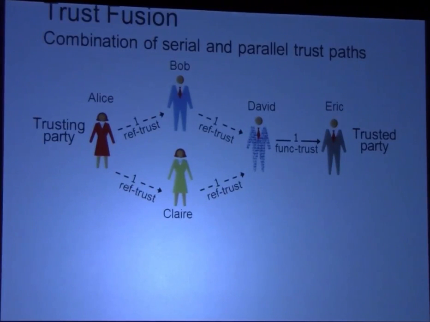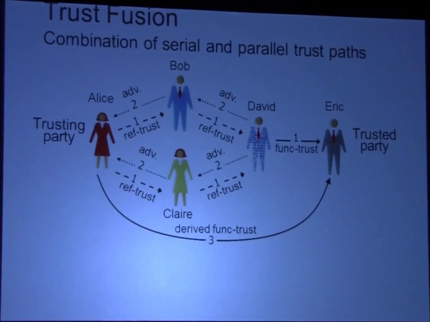And here comes fusion, trust fusion. So now let's say Alice asks Bob, and Bob says, actually I don't know a car mechanic, but my friend David, he knows a car mechanic. And Alice is not happy, so she asks Claire, do you know a car mechanic? And she says the same thing, well actually all I know is David. So if David and Bob give some advice to Alice, and also through the other path, this becomes a trust network. Alice can still derive a level of trust in Eric through this network.